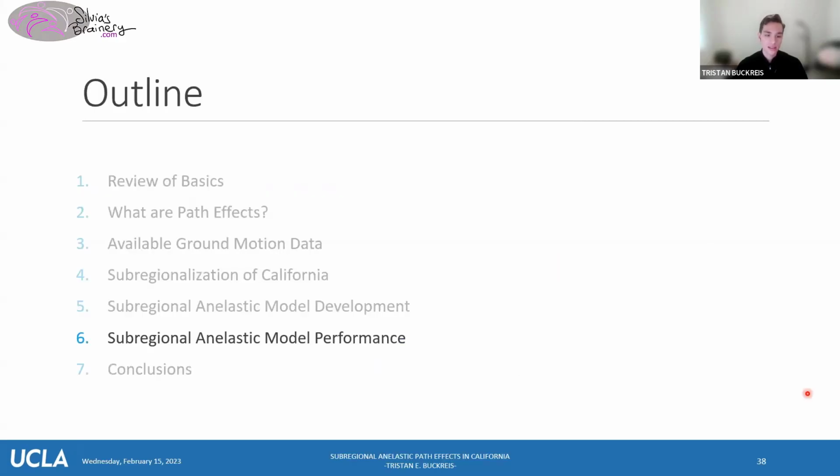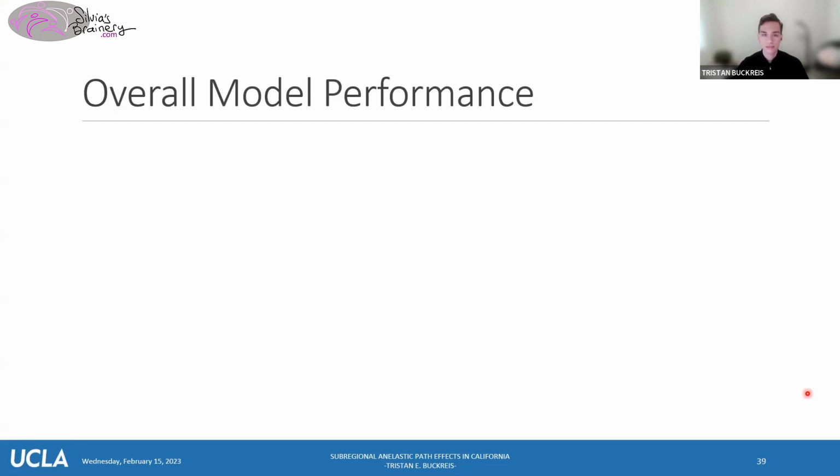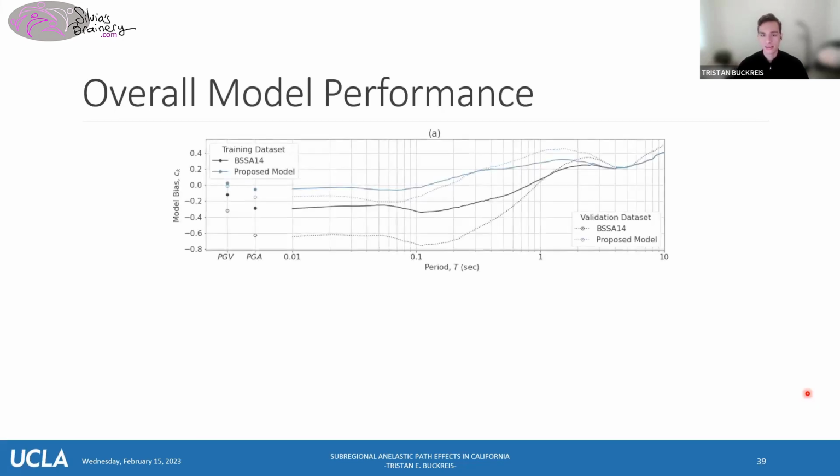The next couple of slides, I want to go over the performance. So the first thing is just assessing kind of the overall bias. I didn't mention previously, but we split our data set 85%, 15% into a training and a validation data set so that we can see if the model is improving on data that was independent of how it was regressed. And in this, I'm showing the overall bias.